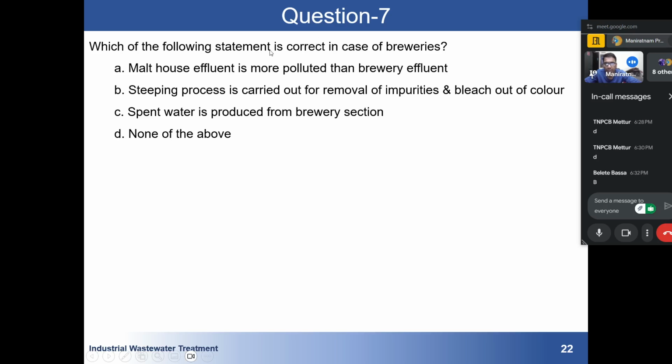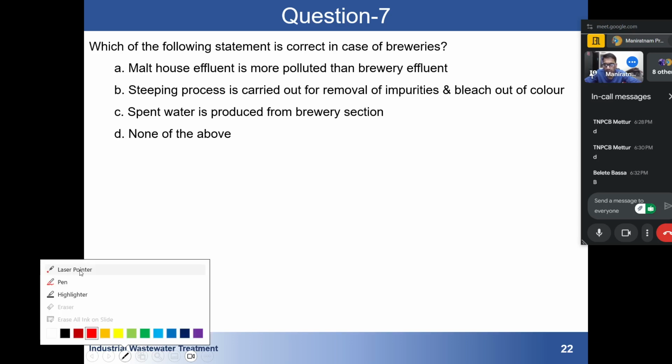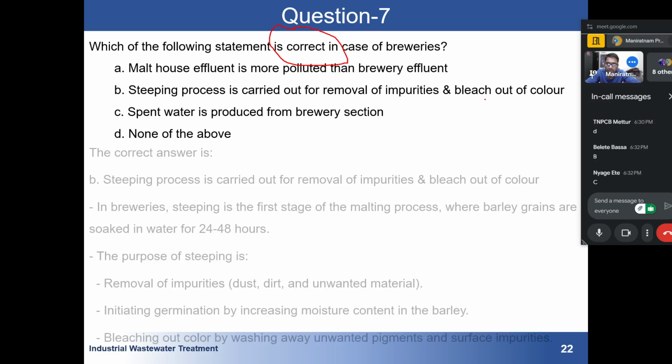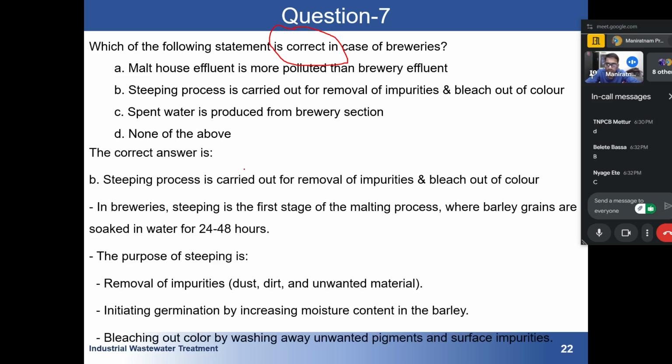They are asking for the correct option. What is correct in case of breweries? B. We have got one answer. A steeping process is carried out for the removal of impurities and bleach out of the color. Yes, the correct answer is B. Steeping process is carried out for the removal of impurities and bleaching out the color.